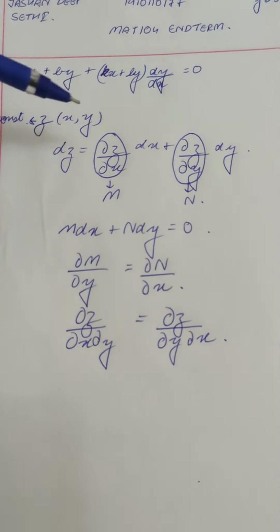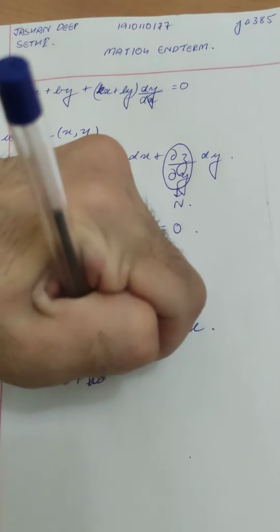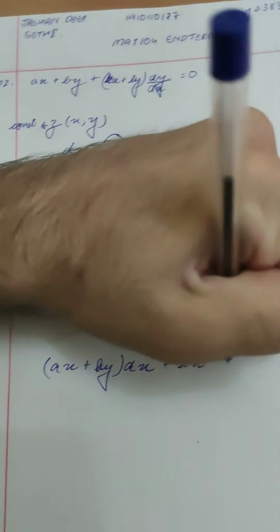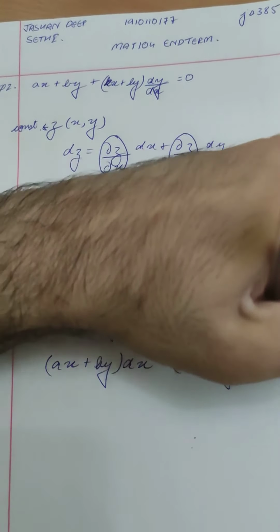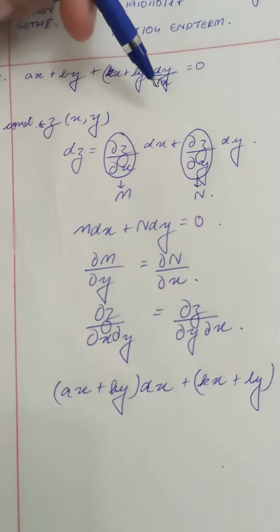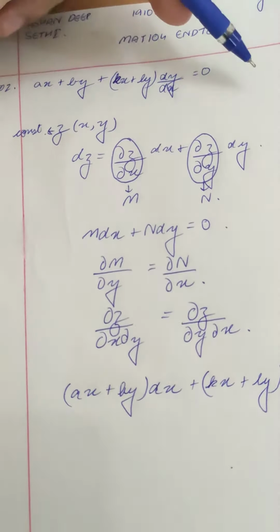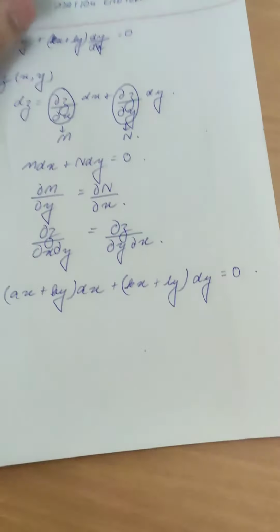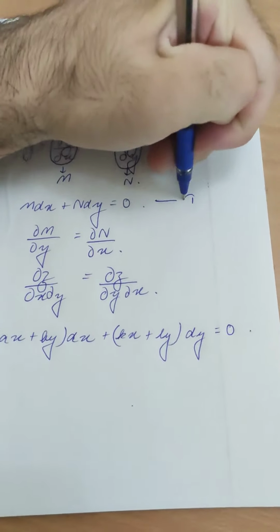So on rearranging the initial equation that we have been given, we get (ax plus by) dx plus (kx plus ly) dy equals 0. I have done nothing but simply taken this term to the left hand side, and since this dx term was on the right hand side, I have just cross multiplied it with this term and brought the right hand side term back. So it eventually leads me to this equation. Now let me just call this equation 1.